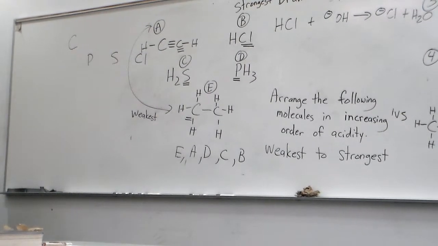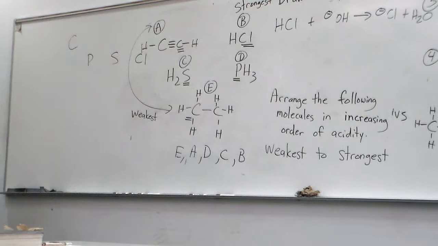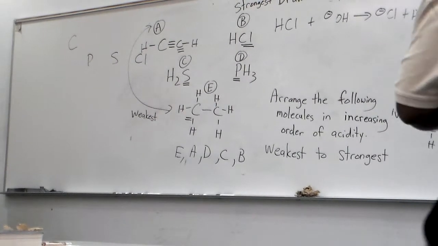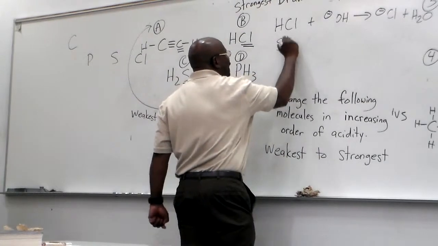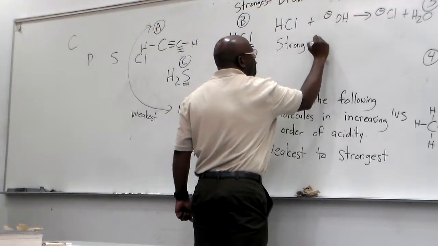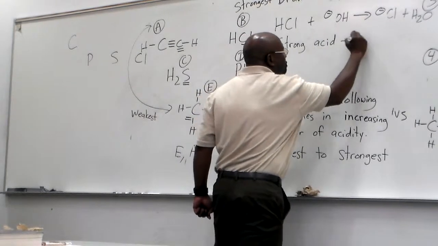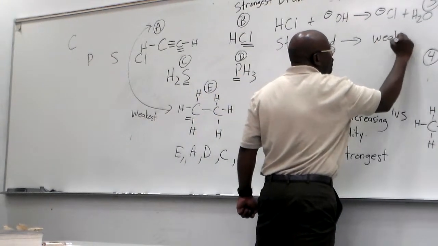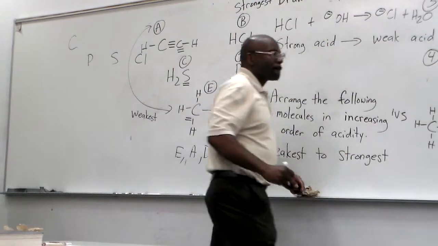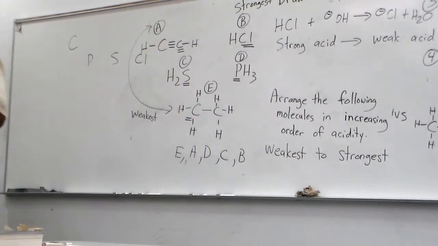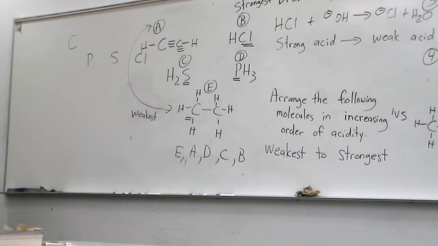In all reactions, nature always wants to go downhill. You can get weak by just sitting around doing nothing, but it takes a whole bunch of effort to get strong. Nature always wants to go from strong to weak. You want to go from strong acid to weak acid. Going from strong to weak is a spontaneous process because it goes downhill.